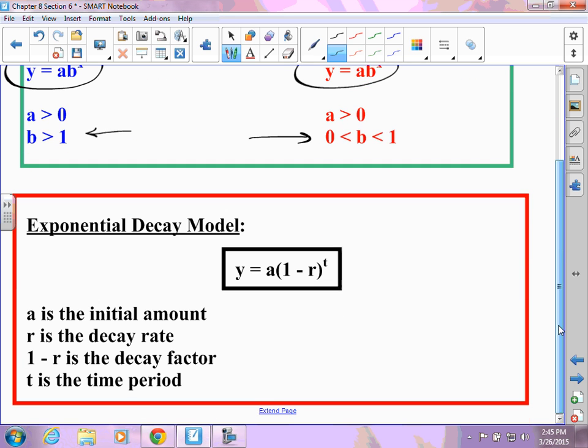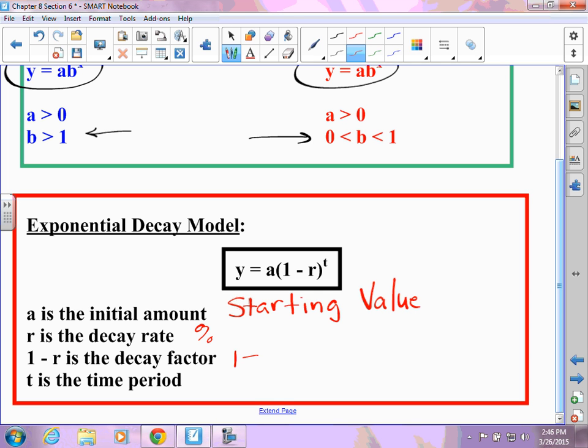When we do word problems with the decay model, notice that it's very similar to growth. I get y equals a, parentheses 1 minus r, parentheses to the t. A is the initial amount, like we talked about for growth. This is your starting value, what you're starting off with, and sometimes it can be money. The decay rate is r, a percentage. The decay factor is what makes it different. We're going to do 1 minus the rate.